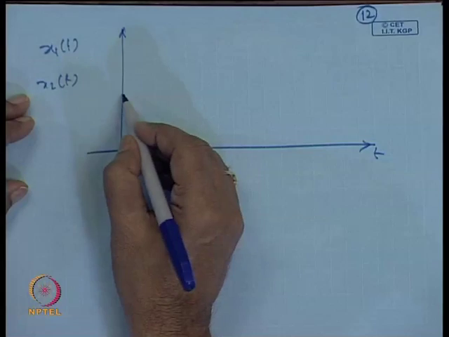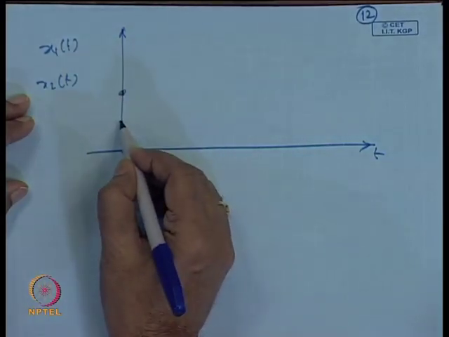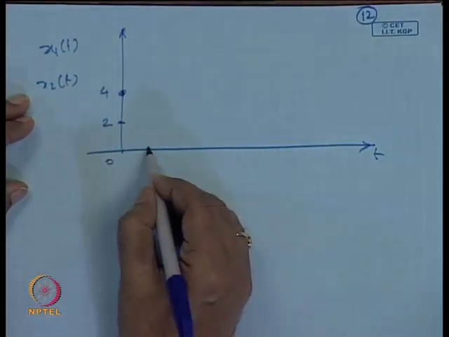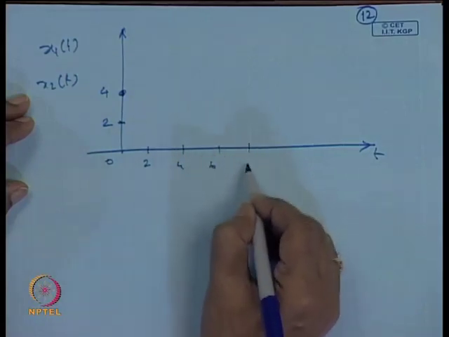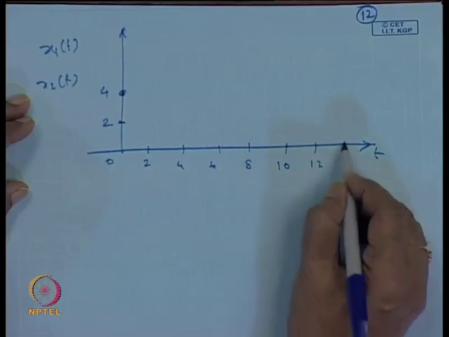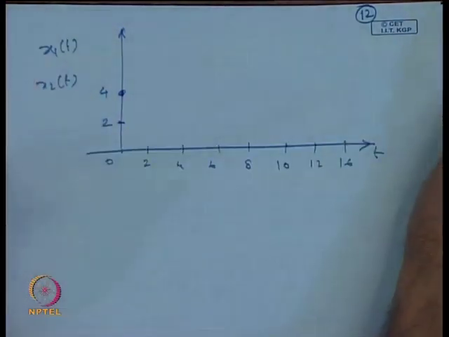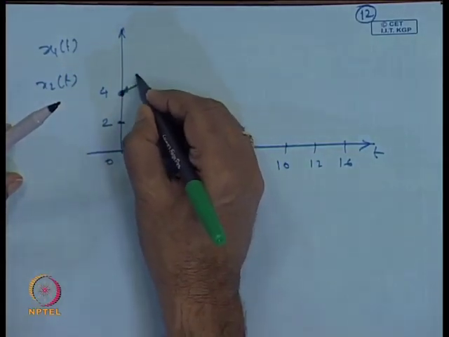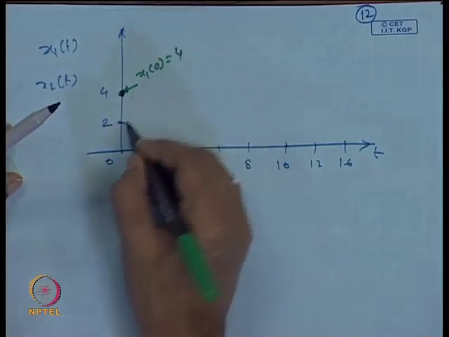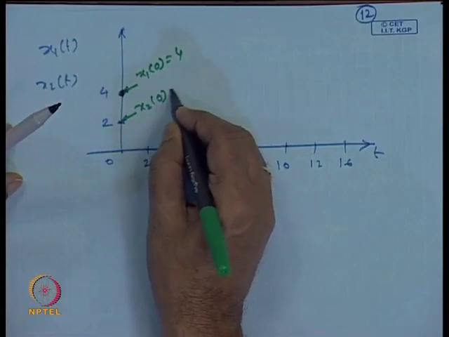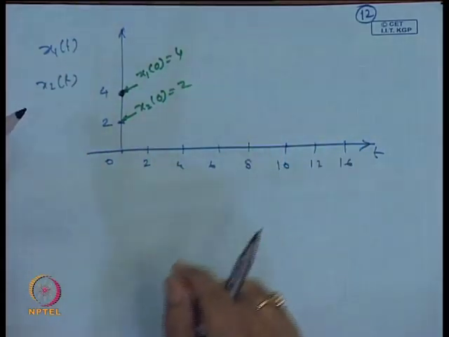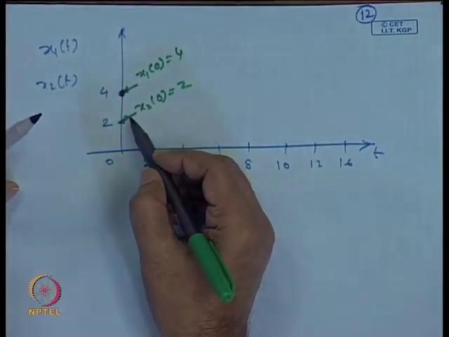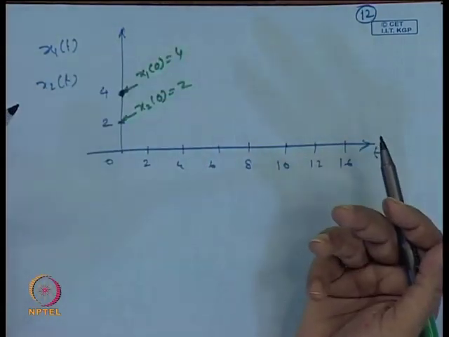This is the plot, with the time axis marked 2, 4, 6, 8, 10, 12 and 16. Our initial state starts from x 1 of 0 equal to 4, and x 2 of 0 is the other initial state. So, by using this control law, you find out the response of the system. You have to solve it. How would you solve it?